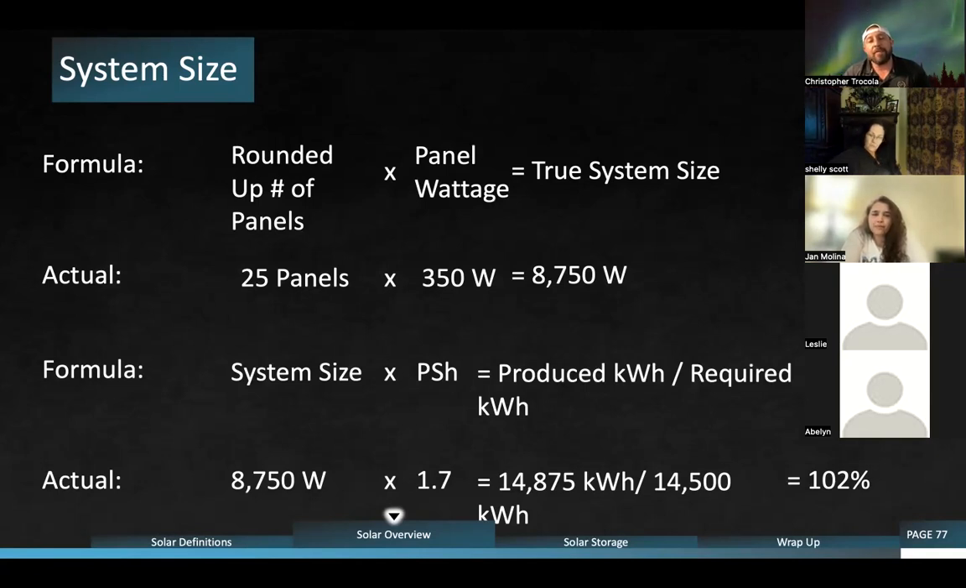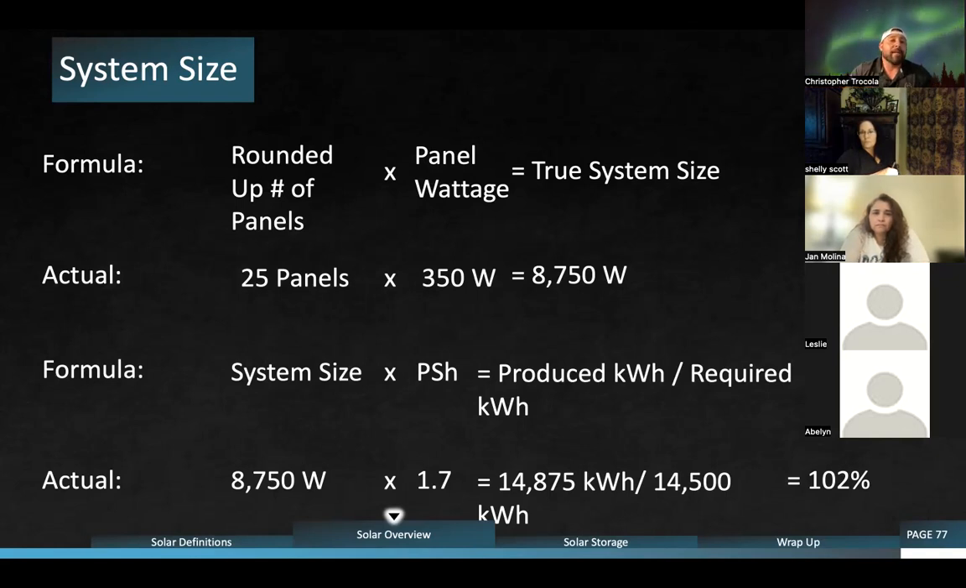So for this one, 8,750 watts times the peak sunlight hours, which was determined by all that other stuff, 1.7, equals 14,875 kilowatt hours produced. Compared to 14,500 kilowatt hours, which is what they were using, that's going to be a 102% offset. So in this case, with just one extra panel, we're producing 2% more power than we need for that customer, than what they used prior, which gives them a little bit of wiggle room for some sunny days and stuff like that, right?